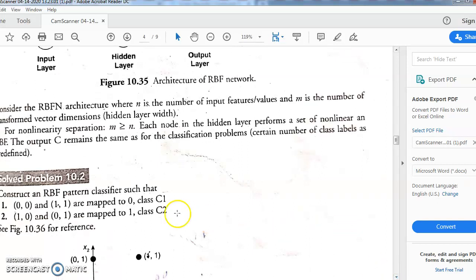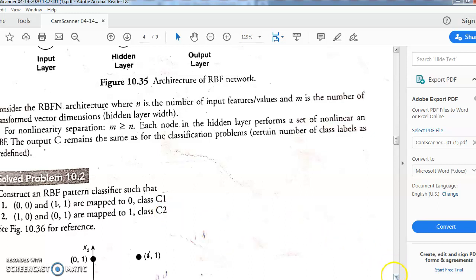In our example, what is asked here? They have asked us to construct an RBF network for a classifier for the XOR gate, so that 0 0 and 1 1 should be mapped into class 0, which should be class C1, and 1 0 and 0 1 should map to 1, and its class must be class C2.